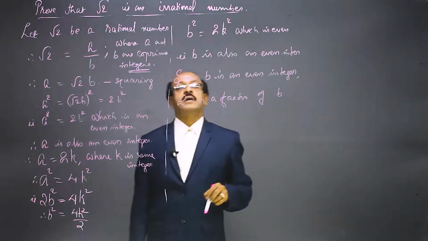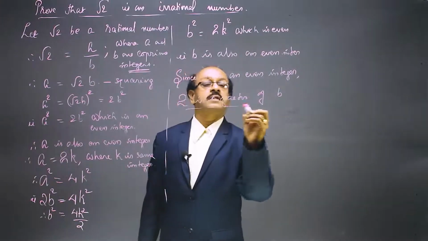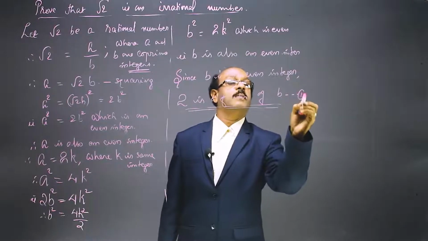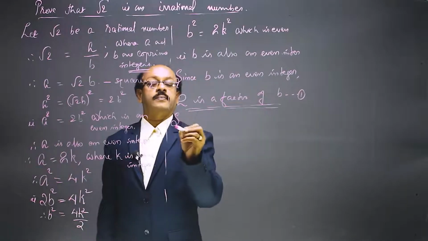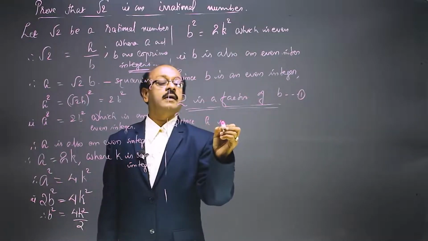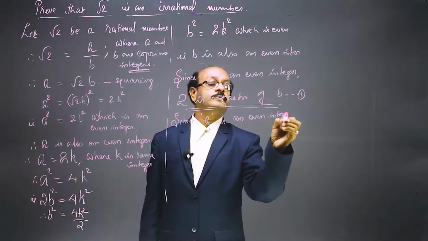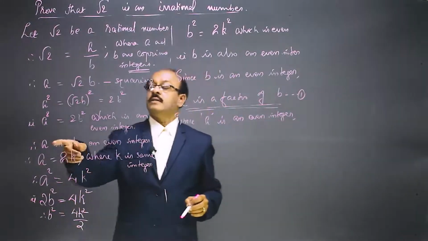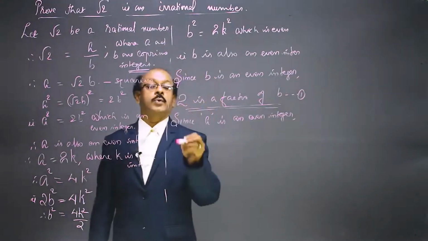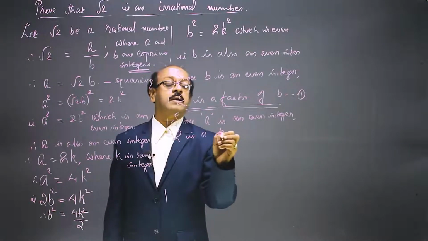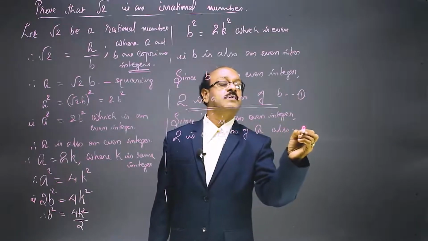That is our assumption. But here we are getting, since b is an even integer, 2 is a factor of b. We are underlining this statement and naming it as statement number 1. Again, since a is an even integer, here we are getting the statement a is also an even integer. Since a is an even integer, 2 is a factor of a also. This is statement number 2.